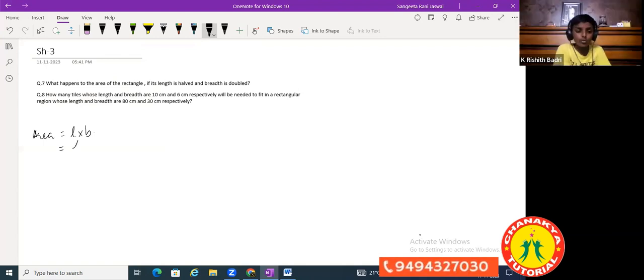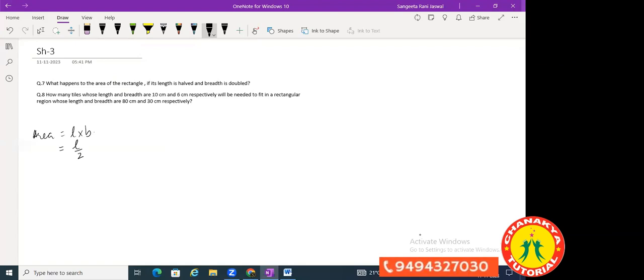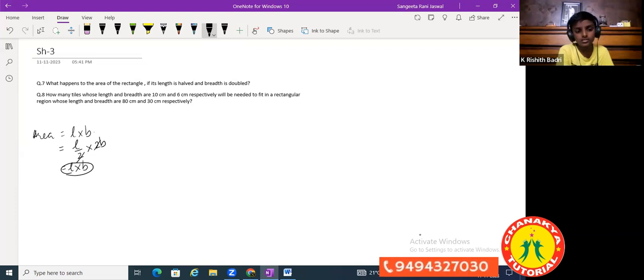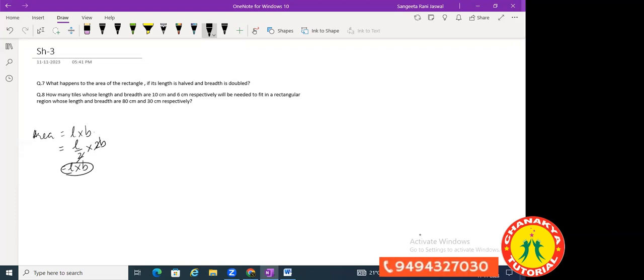So length becomes L by 2 and breadth becomes 2 into B. Breadth will be doubled. It will become like this. So I can cancel 2 and 2 here. So I'm left with L and only B, which was the original area. So does anything happen to the area of the rectangle? No, nothing changed. If the length was halved and the breadth was doubled, nothing happened. It remained L into B only.